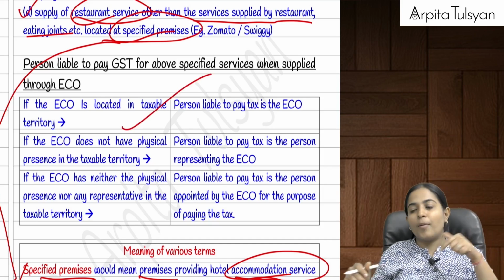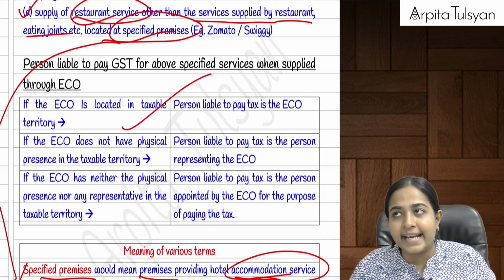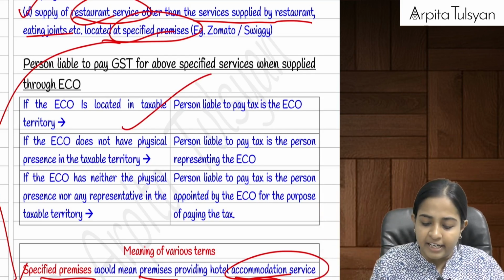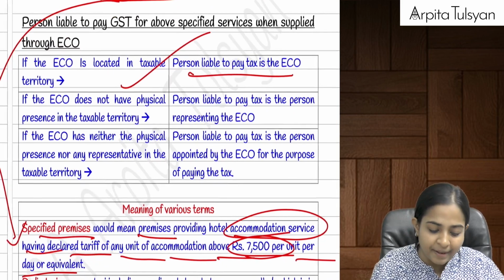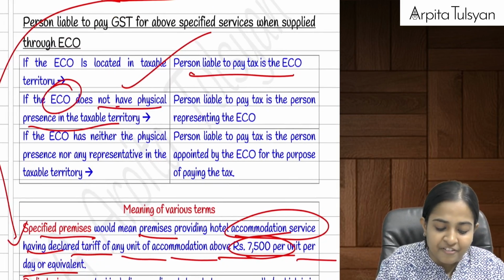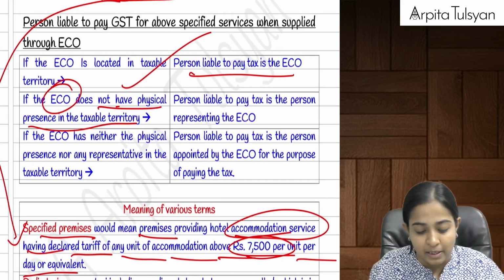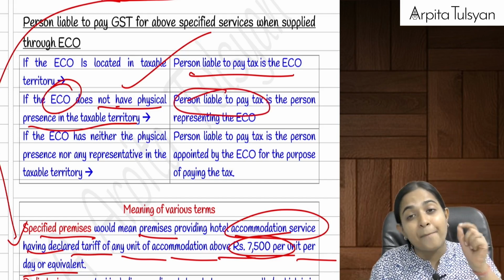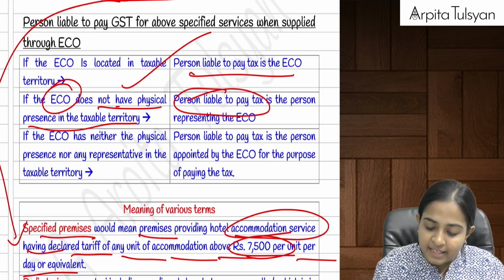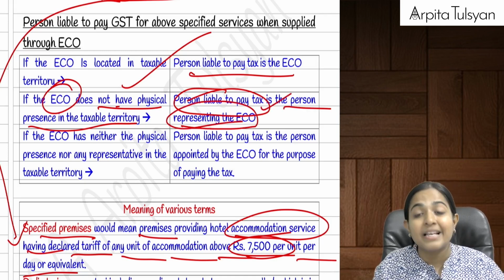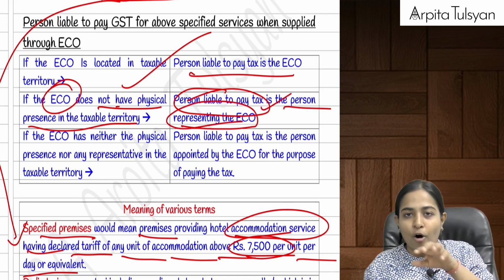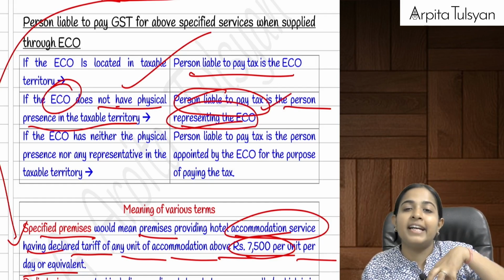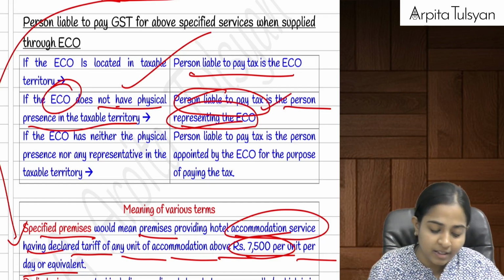Okay, if the e-commerce operator is located here in India, for example your Ola, that is located here in India, so that becomes the person who is liable to pay the tax. If ECO does not have any physical presence, meaning the app is a foreign app, then in that case there should be a person appointed. The person liable to pay the tax is the person who is representing the e-commerce operator. There will be some person who will be representing that e-commerce operator here in India for tax purpose, so he will be liable to pay the tax.